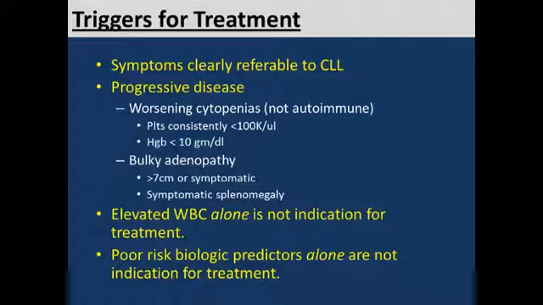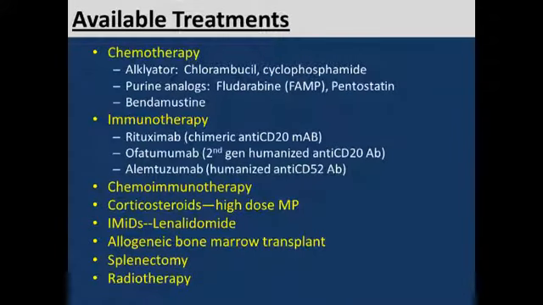So triggers for treatment are symptoms clearly referable to CLL, like drenching night sweats or debilitating fatigue, progressive disease causing worsening cytopenias, bulky adenopathy or symptomatic splenomegaly. An elevated white cell count alone doesn't trigger treatment, and poor biologic predictors don't trigger treatment alone. So we really have to get an idea of how the disease is going to progress in these patients before treatment. So the available treatments include chemotherapy.